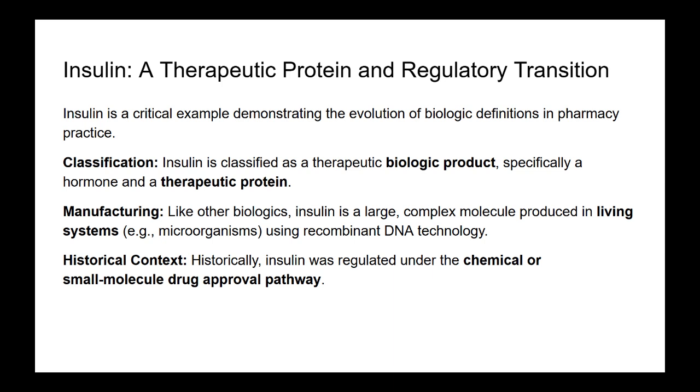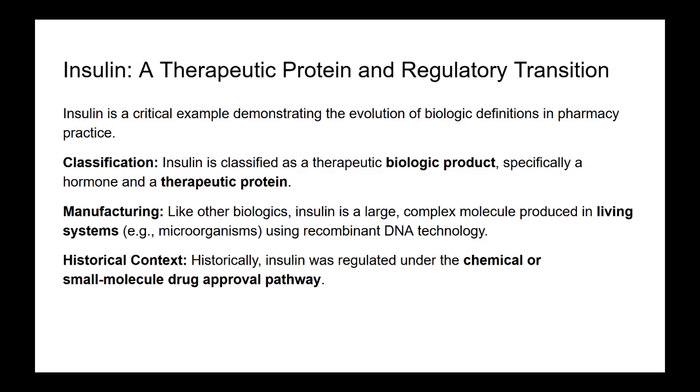Yet, for historical reasons, insulin products were regulated for decades under the Federal Food, Drug, and Cosmetic Act, FD&C Act, the pathway typically used for conventional chemical or small molecule drugs. Why did that happen, and why did the transition eventually occur? It likely happened due to its early discovery and use before the modern biologics framework was fully established. However, a significant regulatory shift occurred more recently.